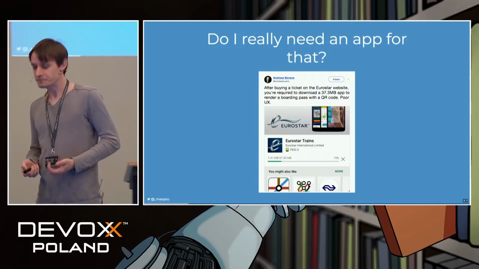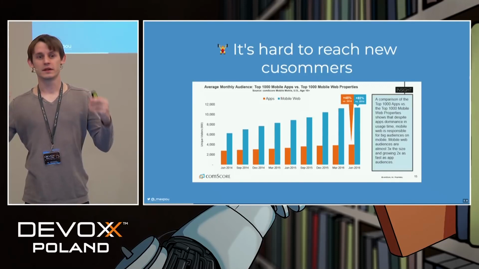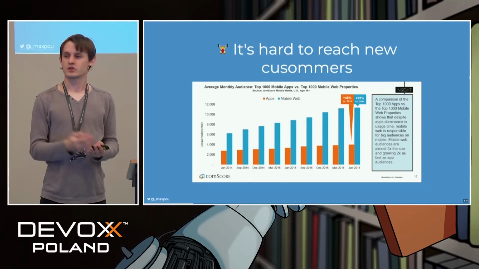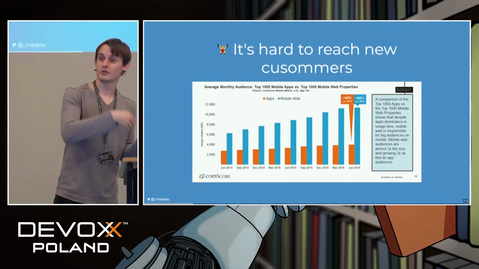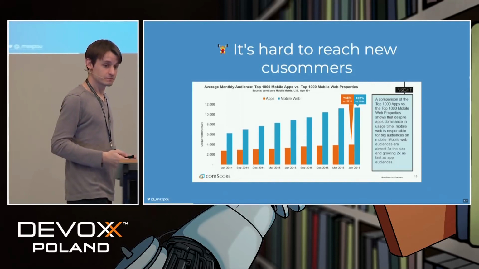Comparing the web to native apps, it's really hard if you are building a native app to reach people. It's pretty simple. Check how many websites you visit a day and how many applications you use a day. On Facebook or whatever social media, you get a link, you click, and you can reach a lot of people just by this.